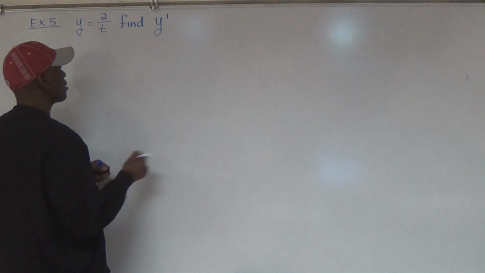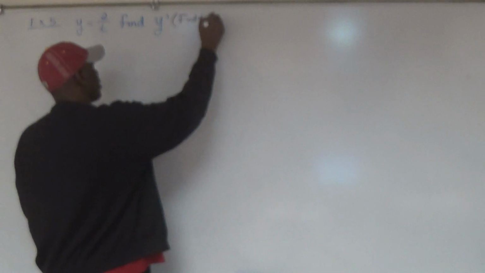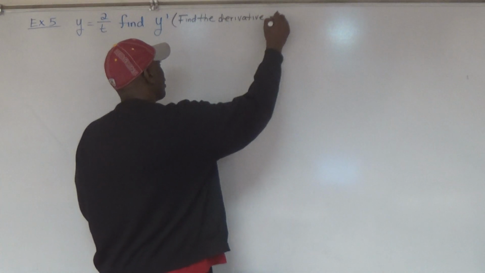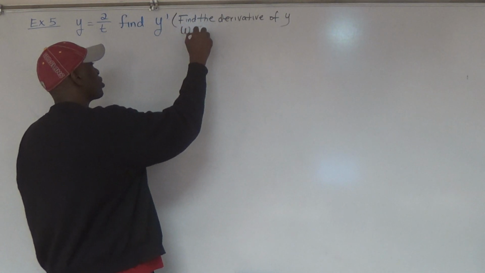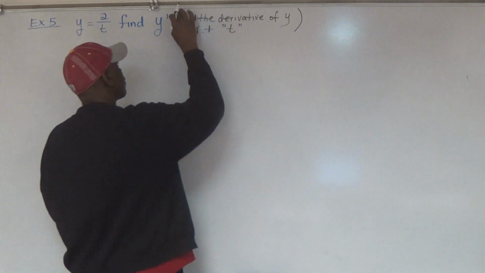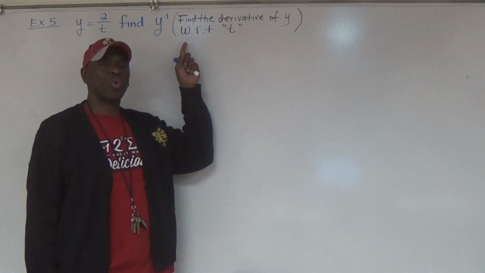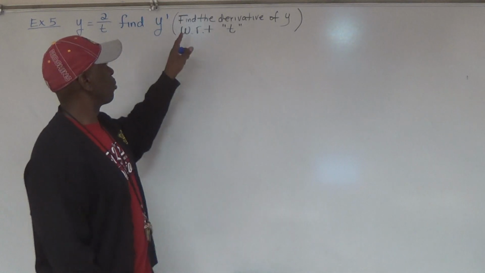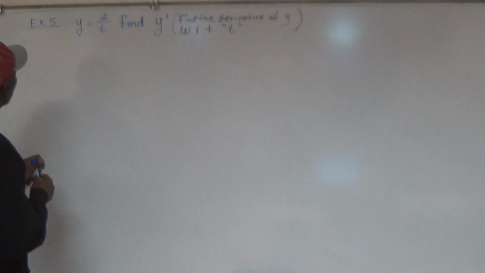Okay? So this is like saying find the derivative of y, and I'll add this part in too, with respect to t. So we're going to find the derivative of y with respect to t. That's what this WRT means, with respect to. Make a note of that. WRT, with respect to. So we're going to find the derivative of y with respect to t. All right, let's go get it. Here we go.